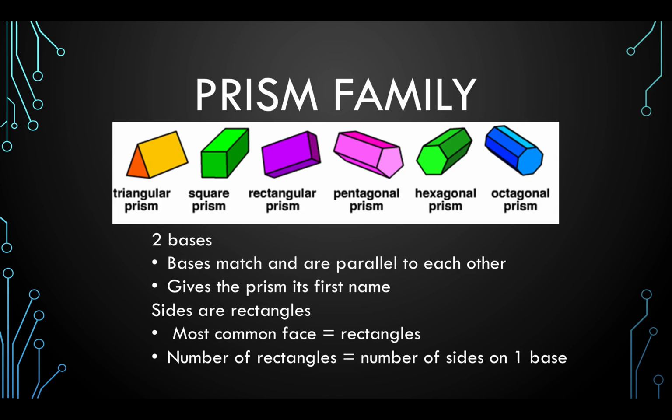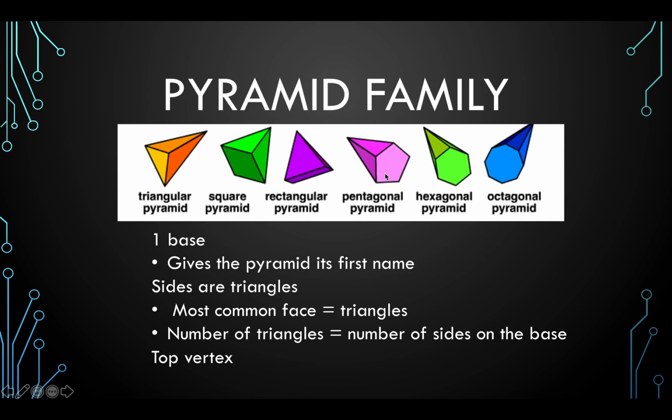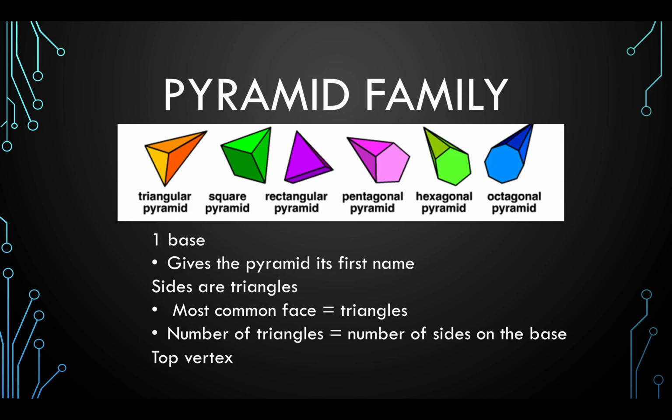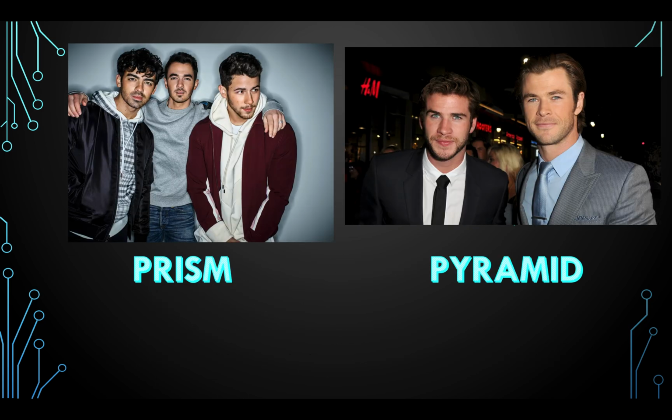This is a pentagonal prism, so its base is a pentagon. This is a pentagonal pyramid, its base is a pentagon. But because it's a pyramid, it's got all of those triangles. So the base here tells us the first name. The last name, like the Hemsworths, is pyramid, which means we have triangles. So on a pyramid, the most popular shape you're going to see are triangles. Rectangles, triangles, rectangles, triangles: singers and actors.